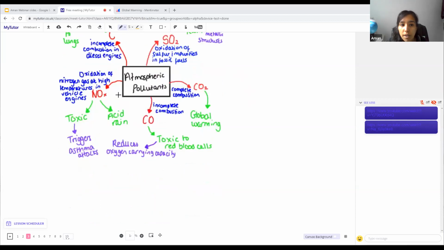So the final one then is nitrogen oxides. And remember, I wrote that as NOx because that oxygen could be 2, it could be 3, you could have many different oxygens bound to that nitrogen. So remember, it's produced at high temperatures in vehicle engines. So remember, nitrogen is unreactive, but at high temperatures in vehicle engines, it will react to produce nitrogen oxide.